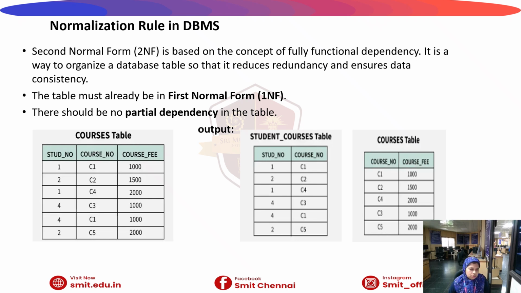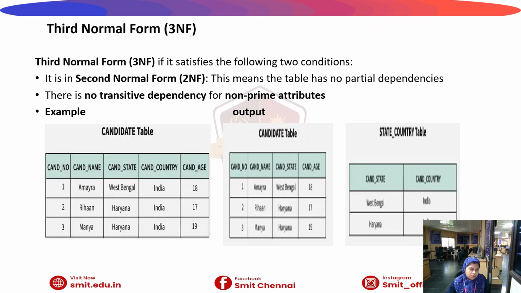So we can split the course table into a student course table and a course table. You can split it like that, so there are no partial dependencies. This normalization is called the second normal form.